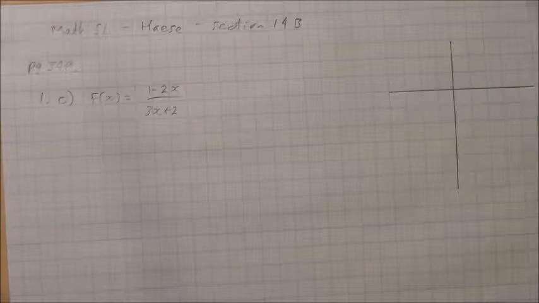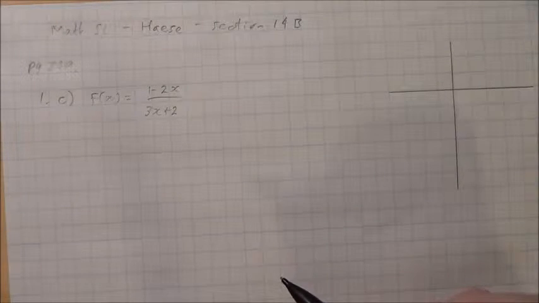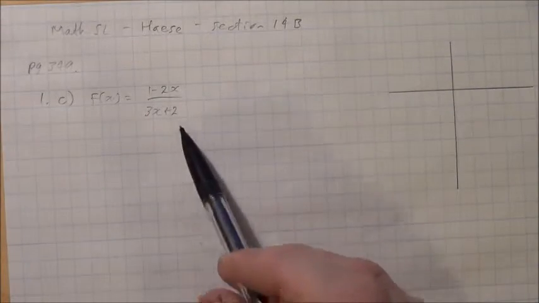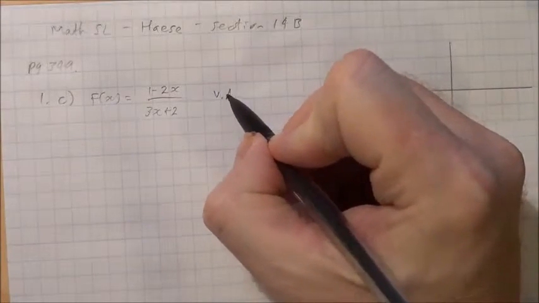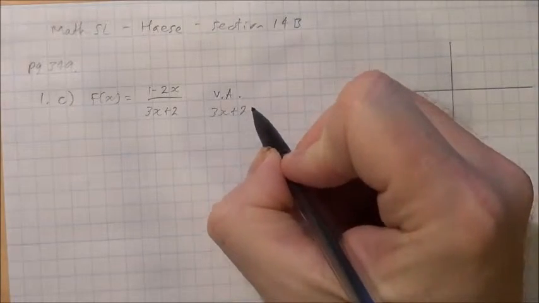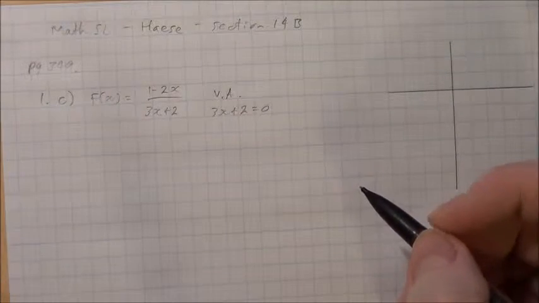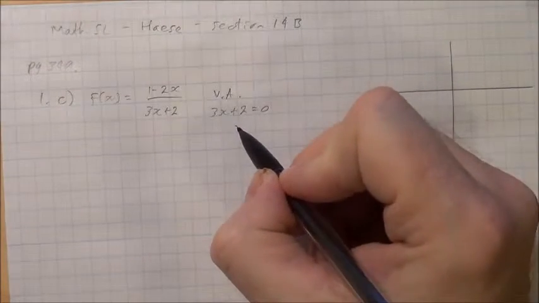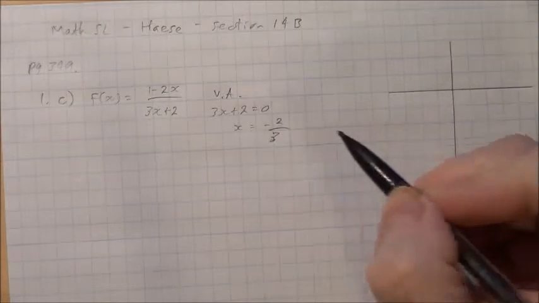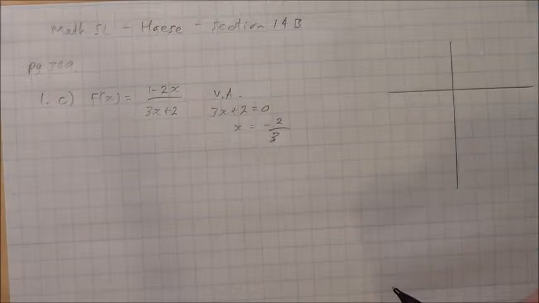Now we'll continue on with part C from question 1 with the function f of x equals 1 minus 2x over 3x plus 2. So we can find a few things here to do a quick sketch of the graph. We can look at the vertical asymptote, and the vertical asymptote will exist when the denominator goes to 0, which is when the function does not exist. And we can just solve for x here. And so the vertical asymptote is x equals negative 2 over 3.